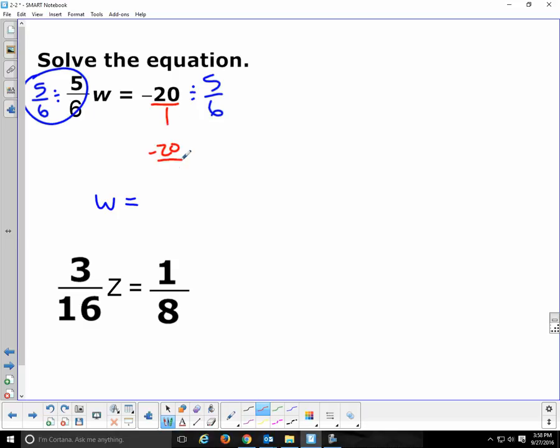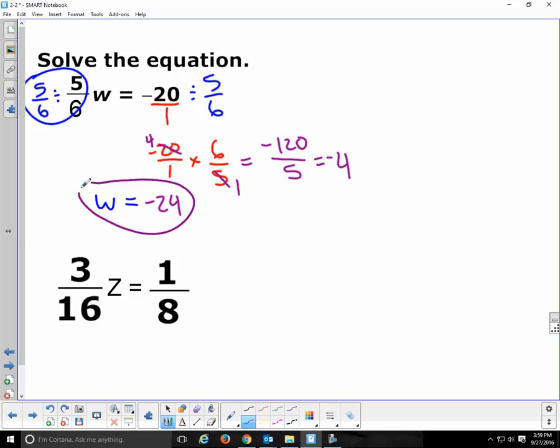I remember that when I'm dividing, I can take the reciprocal of the second fraction and multiply. I can do some cross reducing. You don't have to. You could certainly just do negative 20 times 6 is negative 120 divided by 5. But I can reduce first here and say I can divide both of those by 5 and get my answer a little bit faster. But 5 goes into 120 exactly 4 times. And that negative, keep that negative with it. A negative divided by a positive or a negative times a positive is a negative answer.